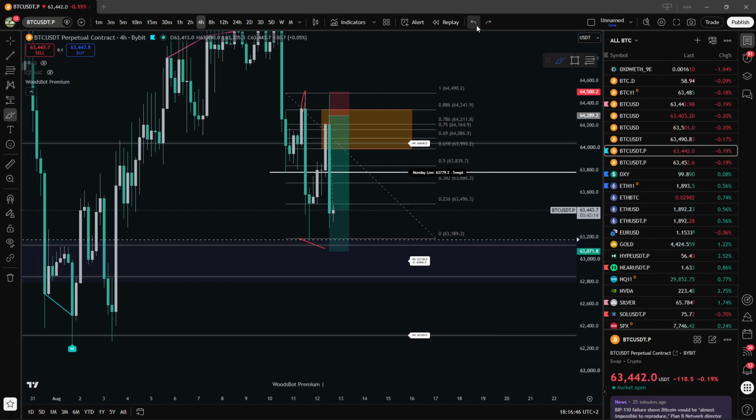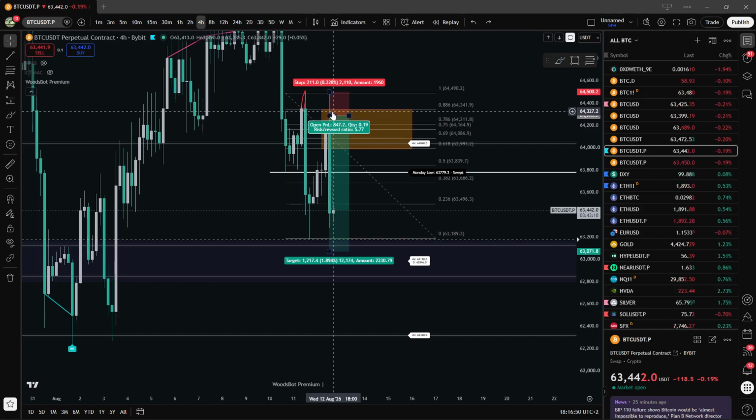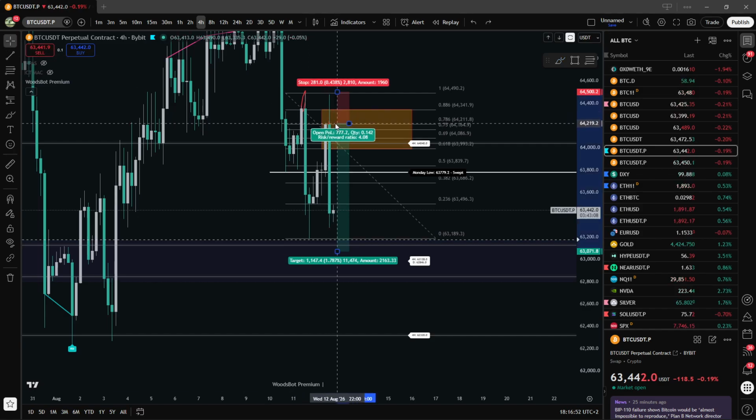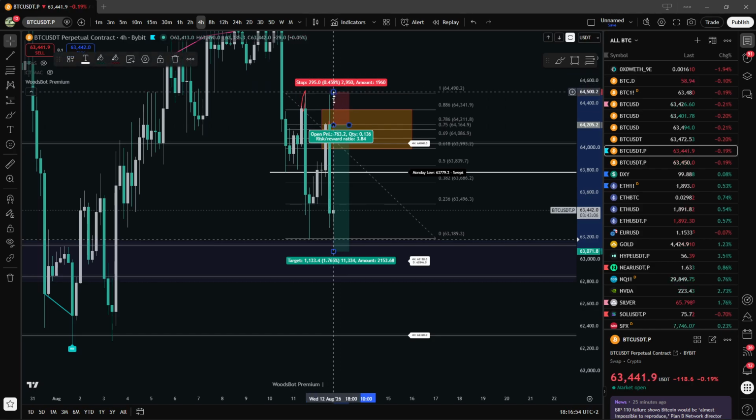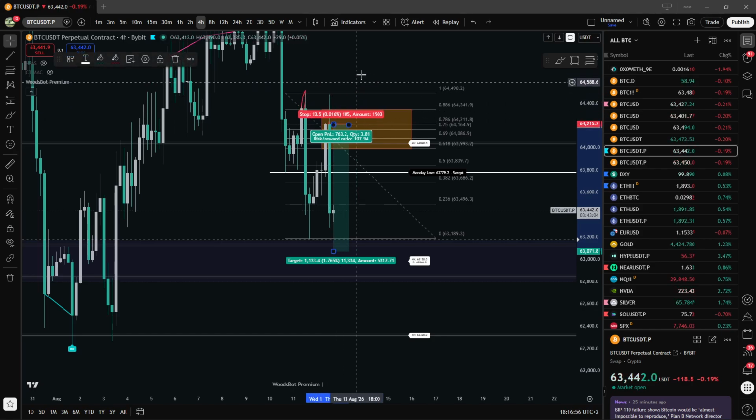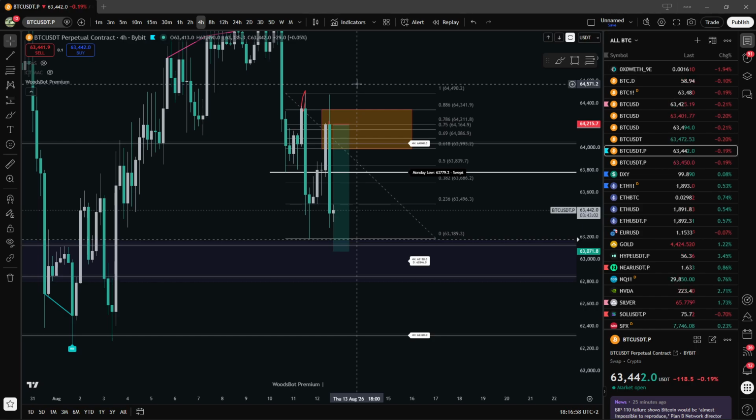I've already moved my stop loss to break even, so I'm not losing any money. So my stop loss is basically right here, so I am not able to lose any more money. I've already taken some profits off the table, and I'm still left with 25% of my position. So this is what I did today when it comes to trading. Now I'm looking for new opportunities.